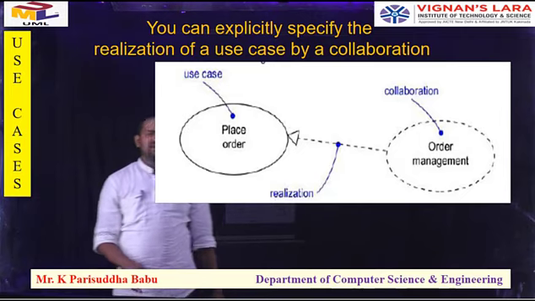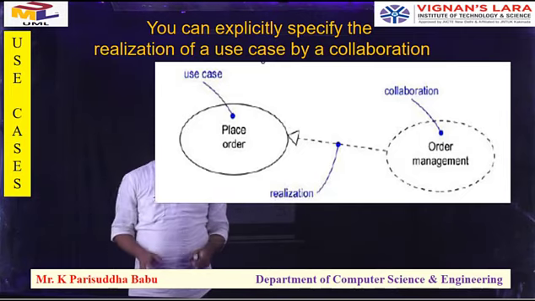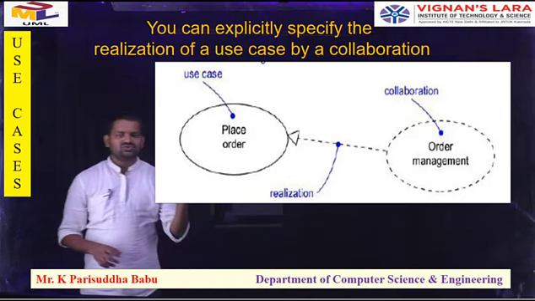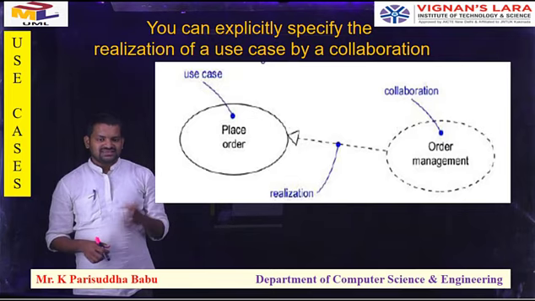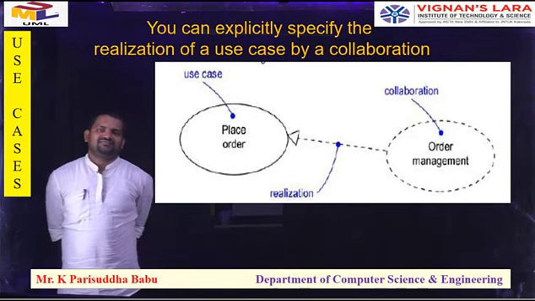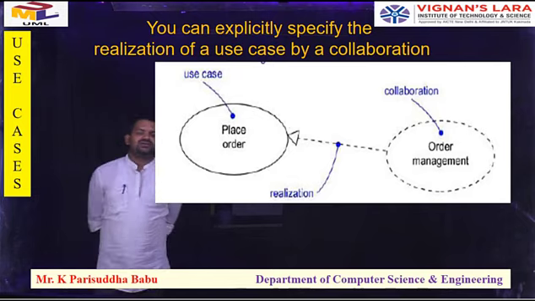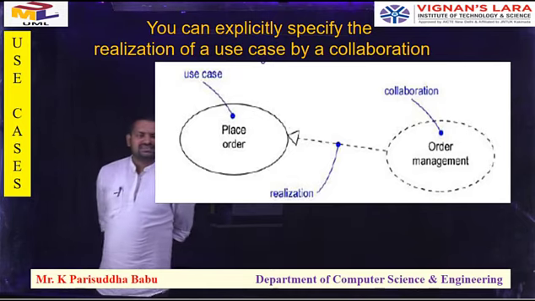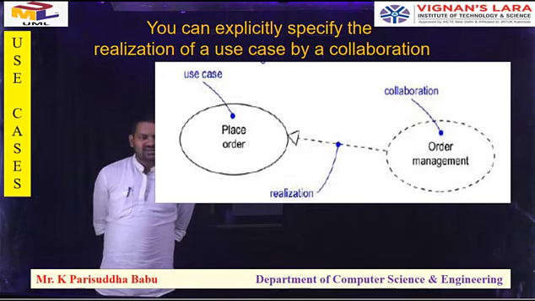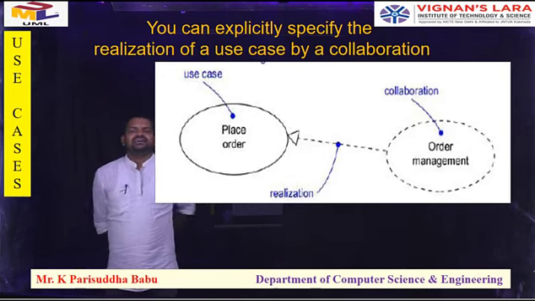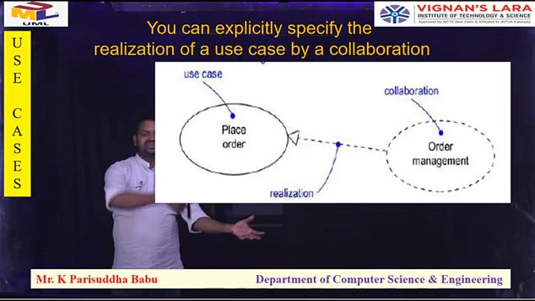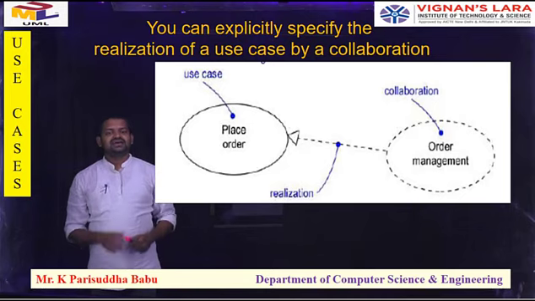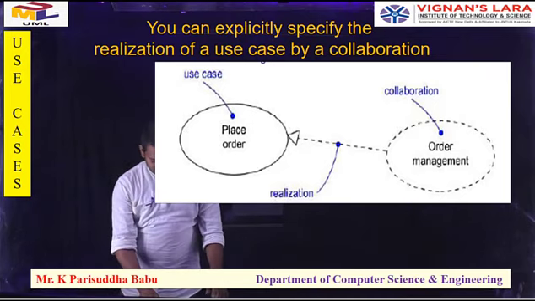See here in this example, you can explicitly specify the use case. Place order is a use case. And there is also a collaboration. What is the collaboration? Order management. Order management is the collaboration. From order management, you can use a realization relationship with place order.